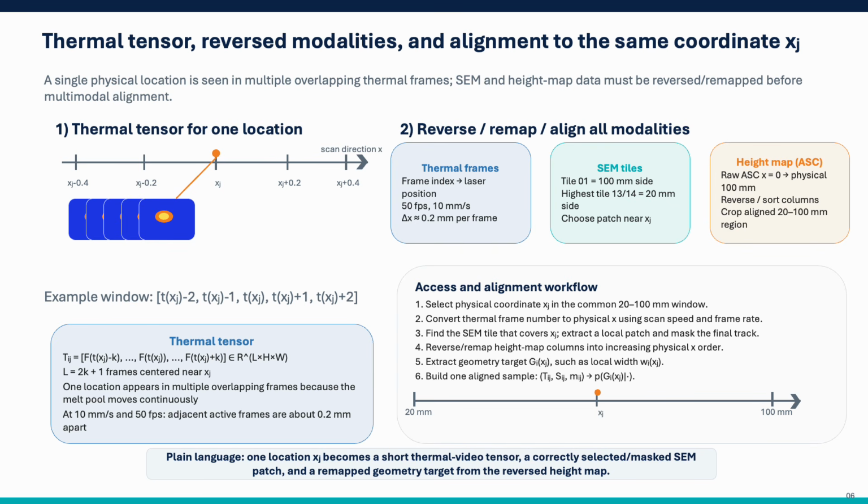We can then combine the thermal tensor, masked SEM morphology, and the metadata to predict the local geometry G_i for the x_j position, such as the width together with its uncertainty. Now the thermal sequence, SEM image, and height map target are aligned to the same location. We can formally define one complete model input-output pair.